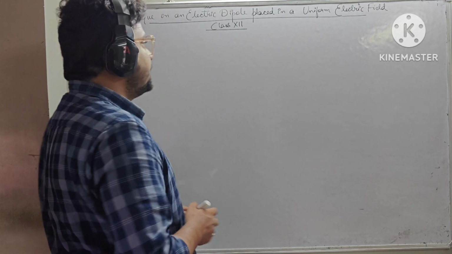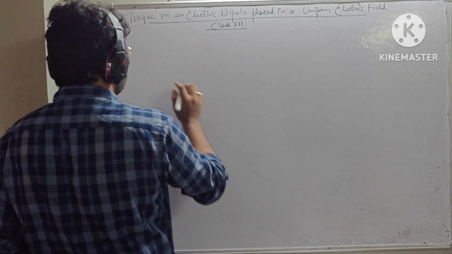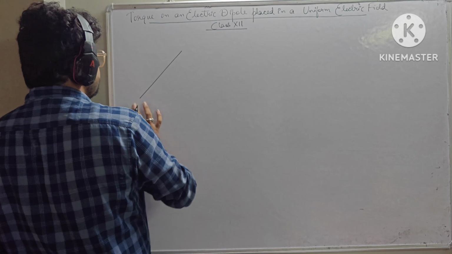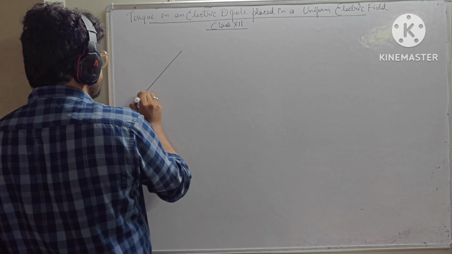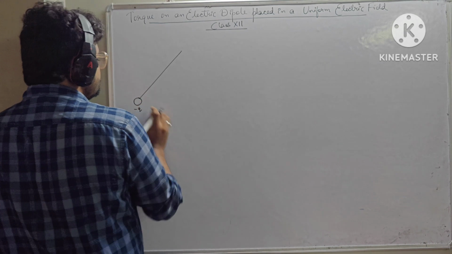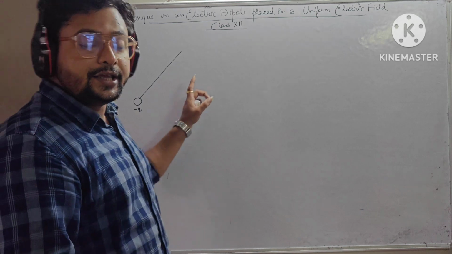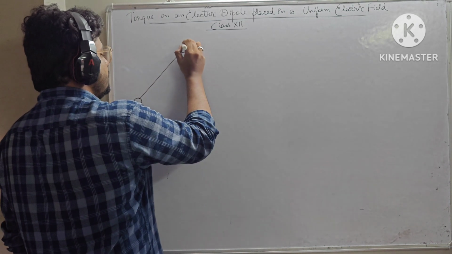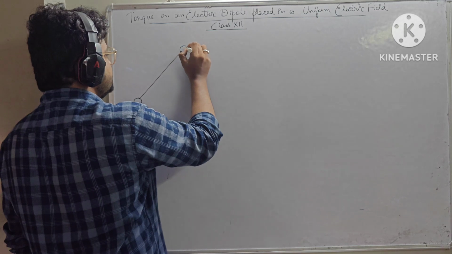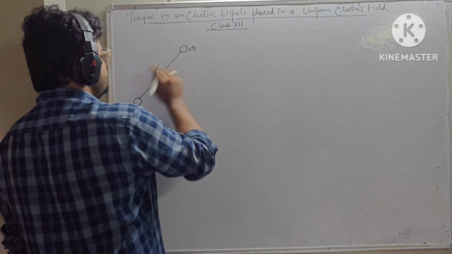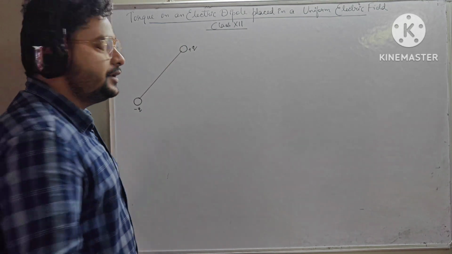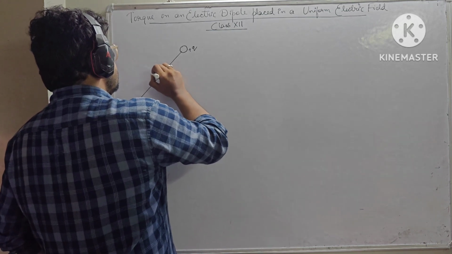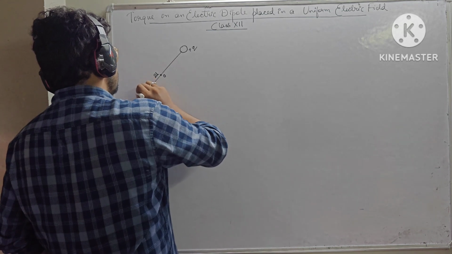Let us consider that we have an electric dipole. So this is the electric dipole. Those who don't know what an electric dipole is, it is a pair of equal and opposite charges. So this is a pair of equal and opposite charges. This is minus Q, this is plus Q. So this is an electric dipole, fine? This is the midpoint of the dipole, O. The length of the dipole, suppose it is 2L.